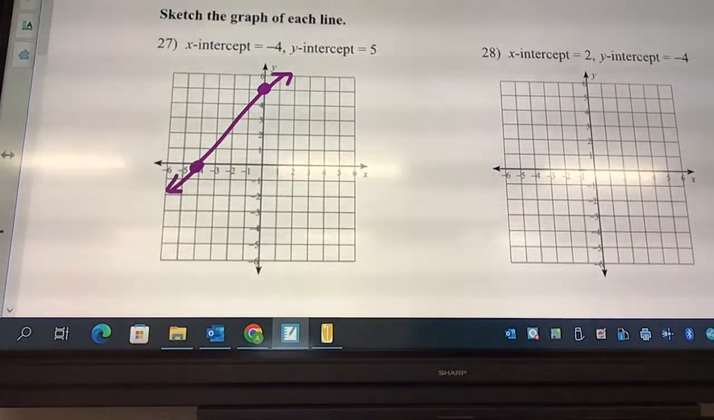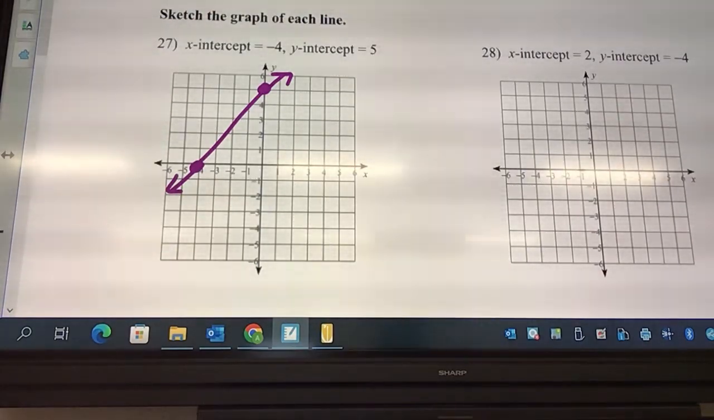You'll see when you get your quiz back. Where did I miss one? Because I told you for weeks on end to draw me a line. Oh my gosh. Man.